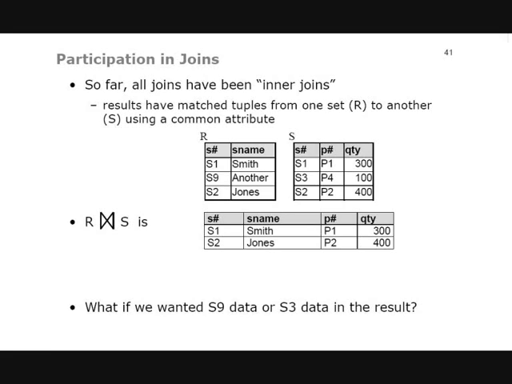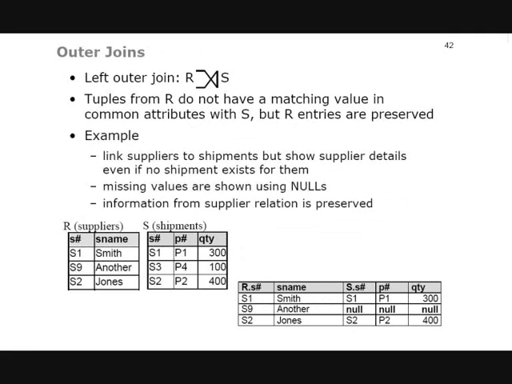If I want to get those where there is no match, which sometimes I do, then I have to have a different type of join. I need an outer join instead of an inner join. And I define an outer join. It could be a left outer join or a right outer join. If I go for a left outer join, which has the tie symbol open in that left, then I want the tuples for R that do not have a matching value in the common attribute in S.